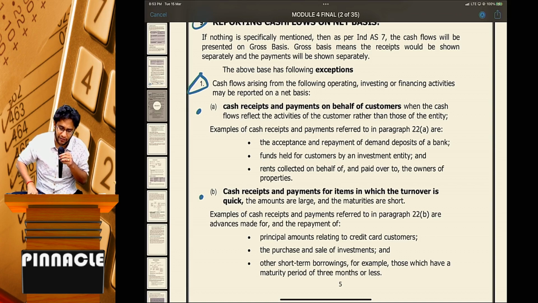Rents collected on behalf of and paid over to the owners of the property. Normally, sir, let's say you settled in the US. In India, you are having 2 independent properties, bungalows you are having.